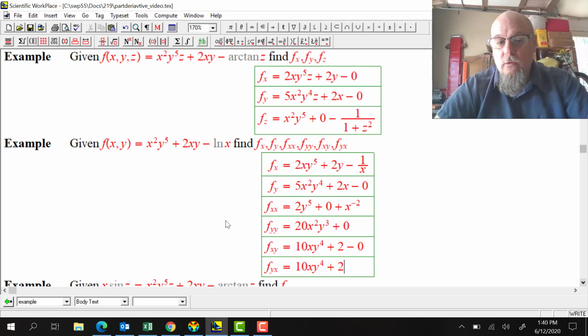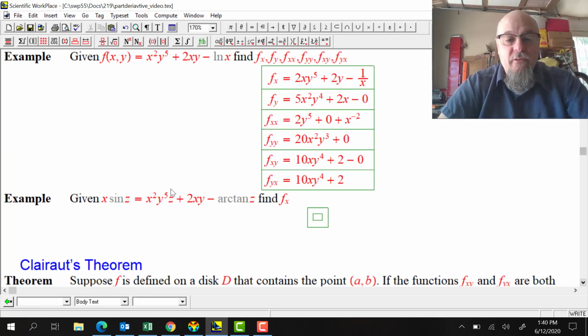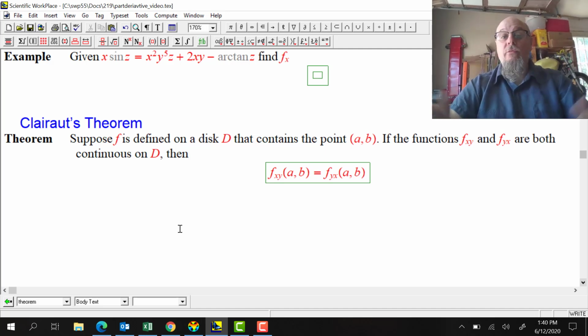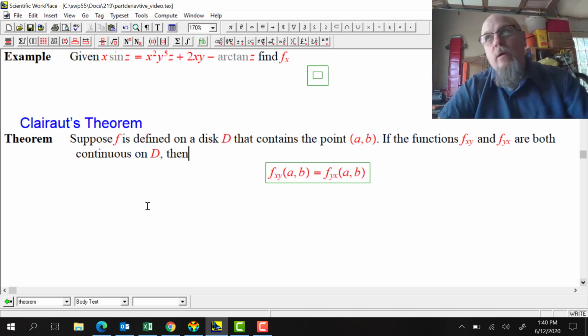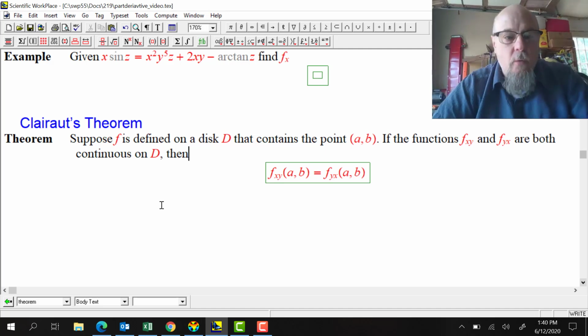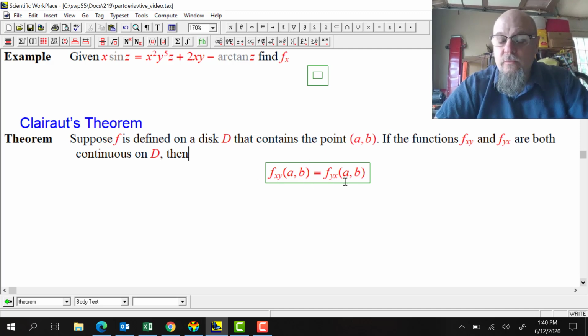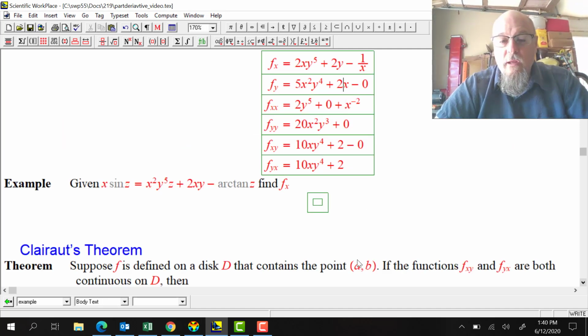That's always true. In fact, let's skip down here. We'll do this example in a second, but that's what this Clairaut theorem is all about. It's written in math lingo. Suppose f is defined on a disk D that contains the point (a, b). The functions f_xy and f_yx are both continuous on D. Then this just says the two heterogeneous second order partials are equal. That's what we found in our example, that they were equal.